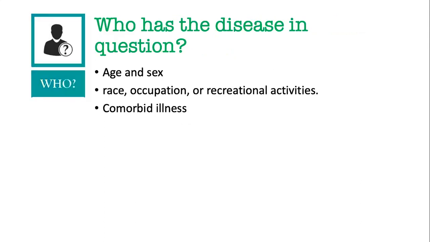Next, the who. Who has the disease in question? In these types of descriptive studies, we describe the population who has the disease in question in terms of age, sex, race, occupation, even presence of recreational activities and presence of comorbid illnesses. We just aim to describe their clinical profile or their demographic profile. So, who has the disease in question?